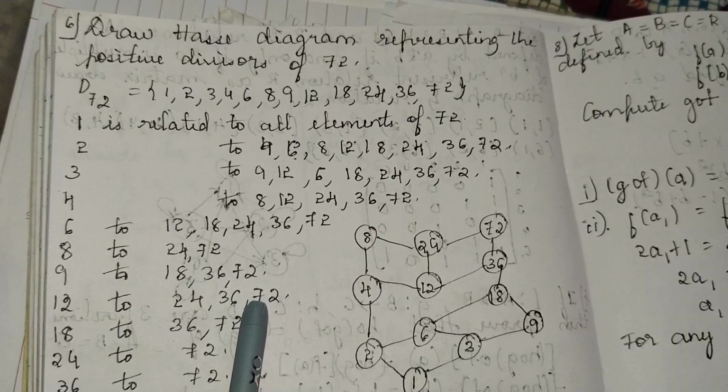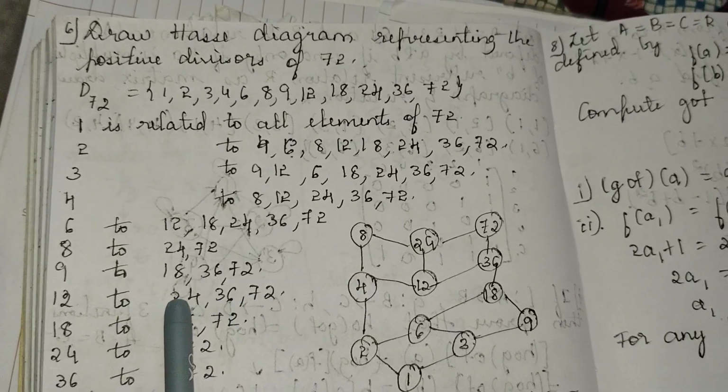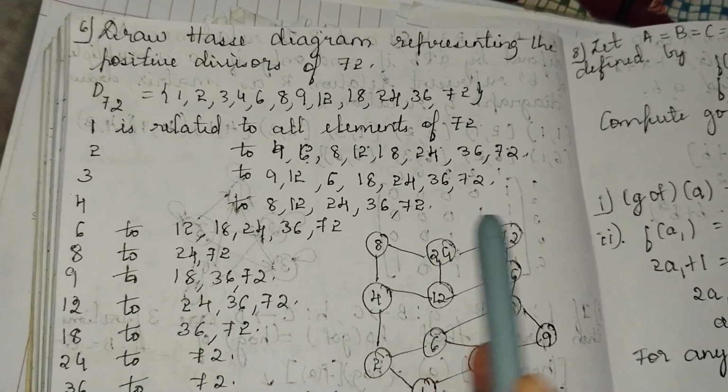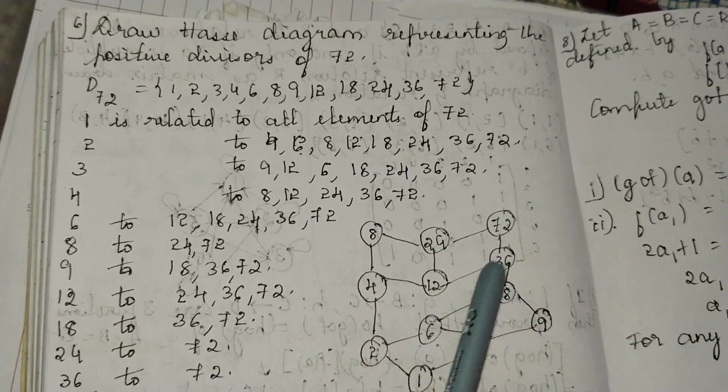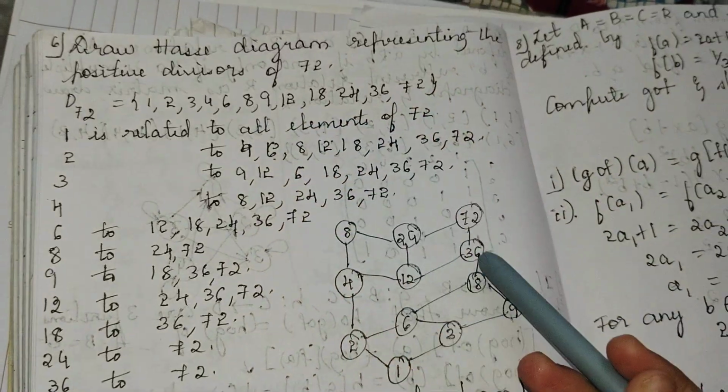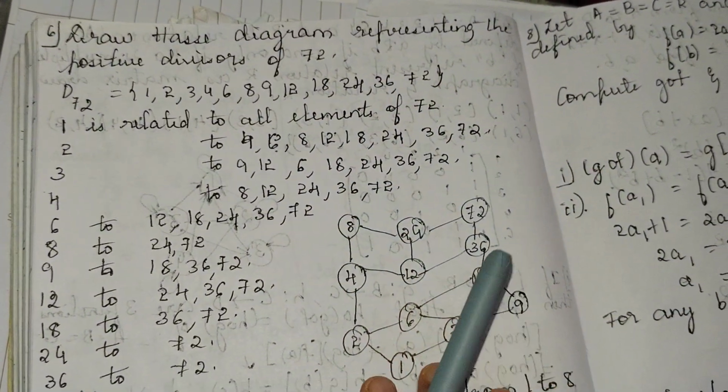Also you can see 36 should be connected to 24. Okay, so it is 24. You can write this in any order, but it should make sense. Go in reverse, you will find all the answers.